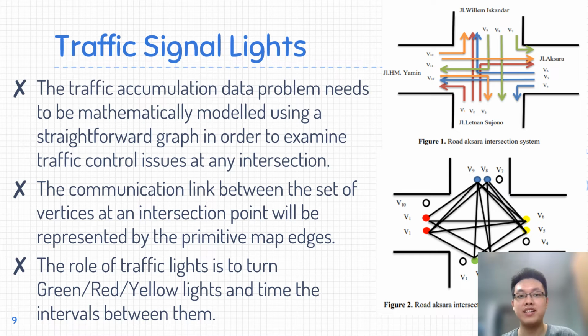The traffic accumulation data problem needs to be mathematically modeled using a straightforward graph in order to examine traffic control issues at any intersection. The communication link between the set of vertices at an intersection point will be represented by the primitive map edges. In the traffic control graph, an edge will join the traffic streams that may move concurrently at a corner with no differences. An edge will not connect streams that are not capable of moving together. The role of traffic lights is to turn green, red, yellow and time the interval between them.